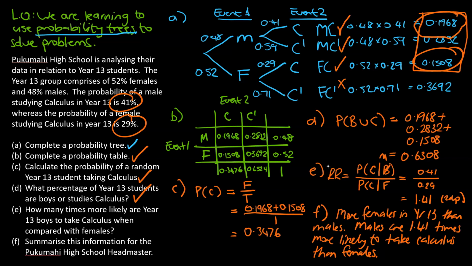So guys, hopefully you found this video useful. So we looked at probability trees. We then linked them to two-way tables. And then from there, we did a couple questions involving using the table to find the probability of certain events. We then went a little bit extra. We did some relative risk. And then at the end, we did summarize the information that we've been looking at for the headmaster of the school. So hopefully you found this video useful.